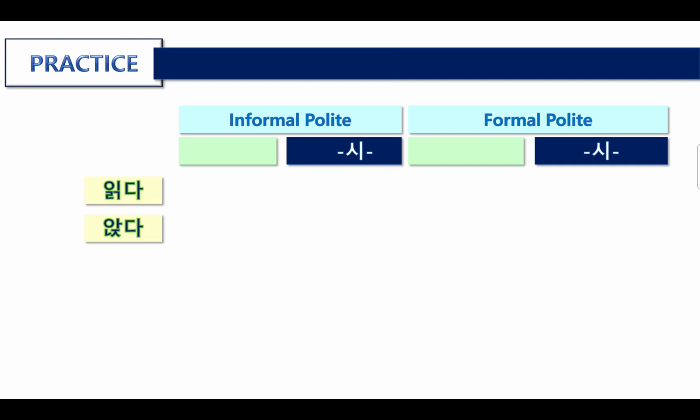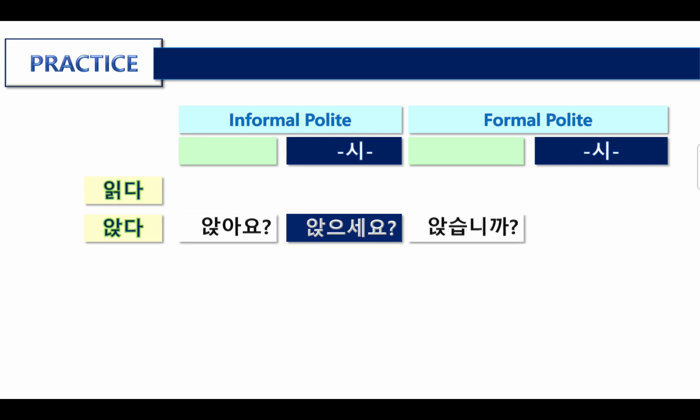앉다. 앉, bright vowel, 아요, and 받침 no change, 앉아요. And with 시, 앉 has 받침, so 으세요, 앉으세요. And formal polite, 앉 has 받침, so 습니까, 앉습니까. And with 시, 으십니까, so 앉으십니까?